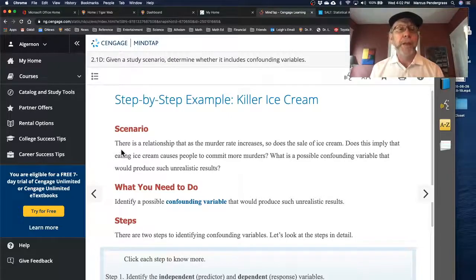So let's take a look. There's a relationship that as the murder rate increases, so does the sale of ice cream. Does this imply that eating ice cream causes people to commit more murders? What is a possible confounding variable that would produce such unrealistic results?